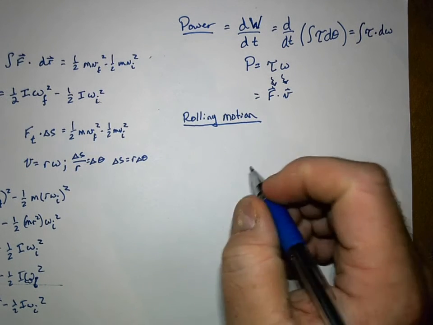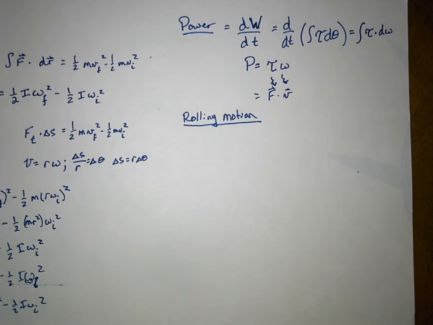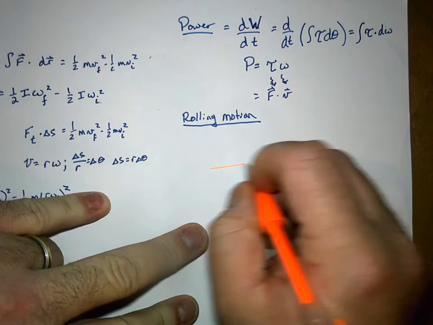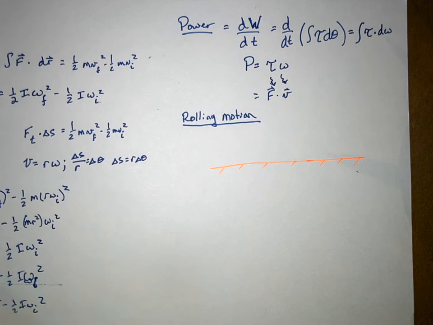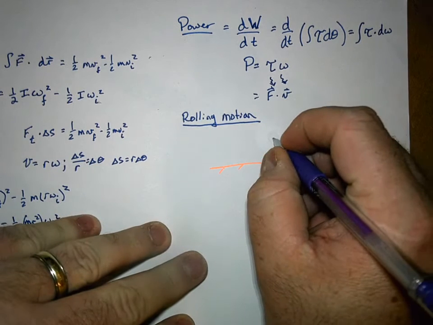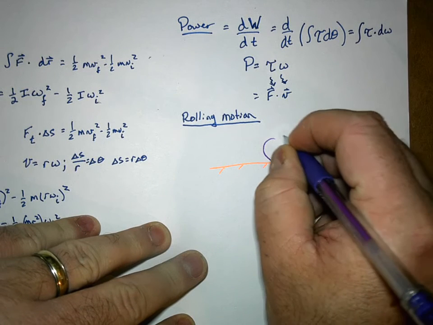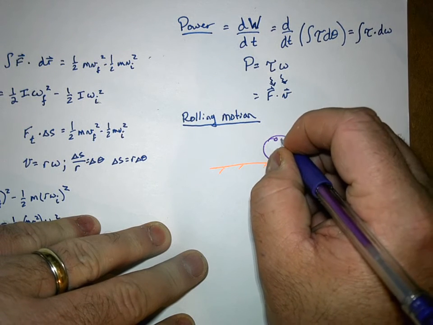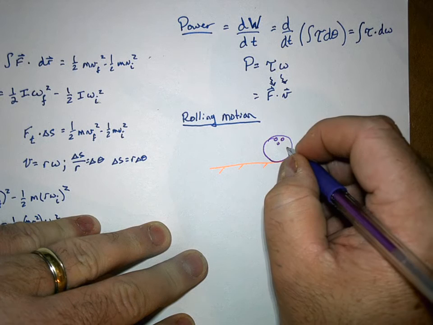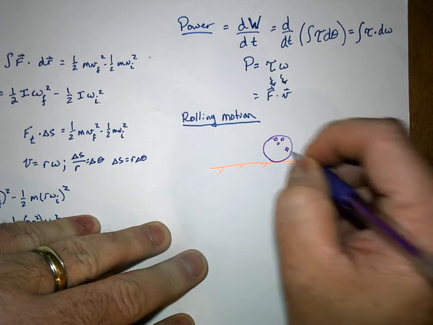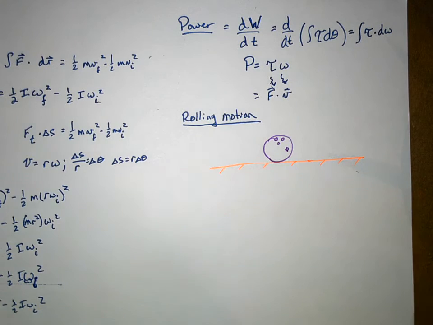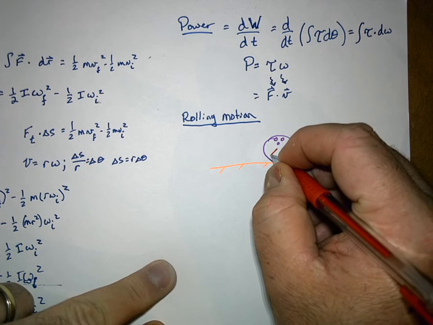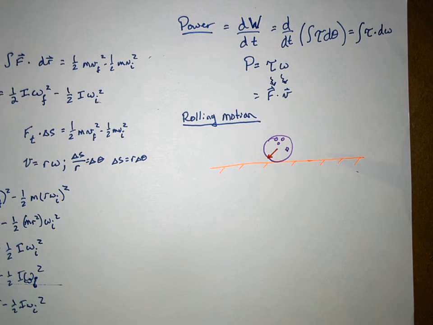And so what happens is we have a bowling ball. Okay, here's a bowling ball, and it's going to roll down. It's got a radius, and it is traveling with a certain velocity.